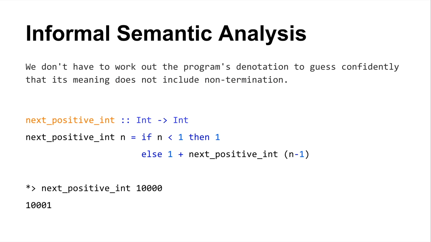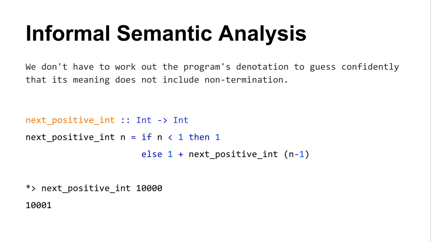I've got some contrived example that shows this. So I've got this next positive int function that takes an integer and returns an integer. You don't have to do the denotation for this function to see that its meaning does not include non-termination, right? It is not a partial function. So its behavior, you apply it to some number and it'll count up to that number. So next positive int 10,000 is going to give you 10,001.